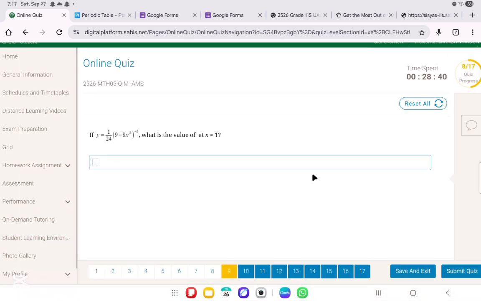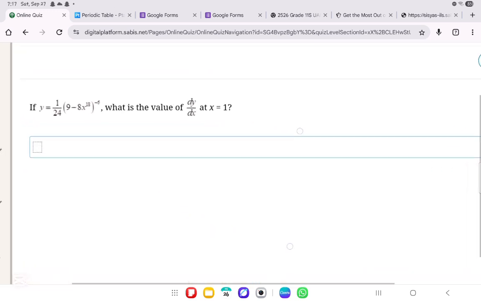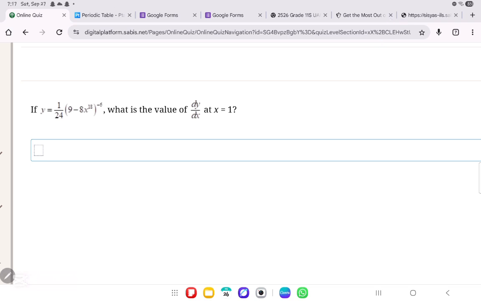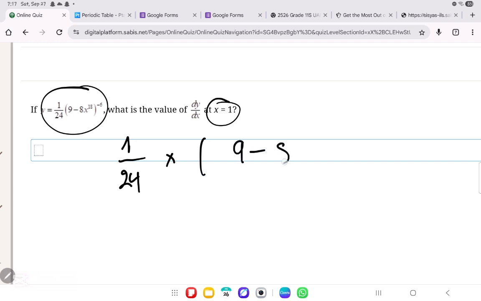What does it say in question number 9? It says, if y is equal to this, what's the value of the derivative at x equal to 1? So again, the whole quiz is like this, basically, except the last few questions. They're telling us you need to find the derivative of this and then substitute x by 1, very simply. So this is another application of the chain rule. First of all, we have a number, which is 1 over 24, so we cannot take the derivative of this, multiplied by 9 minus 8x to the power of 18, to the power of minus 6.